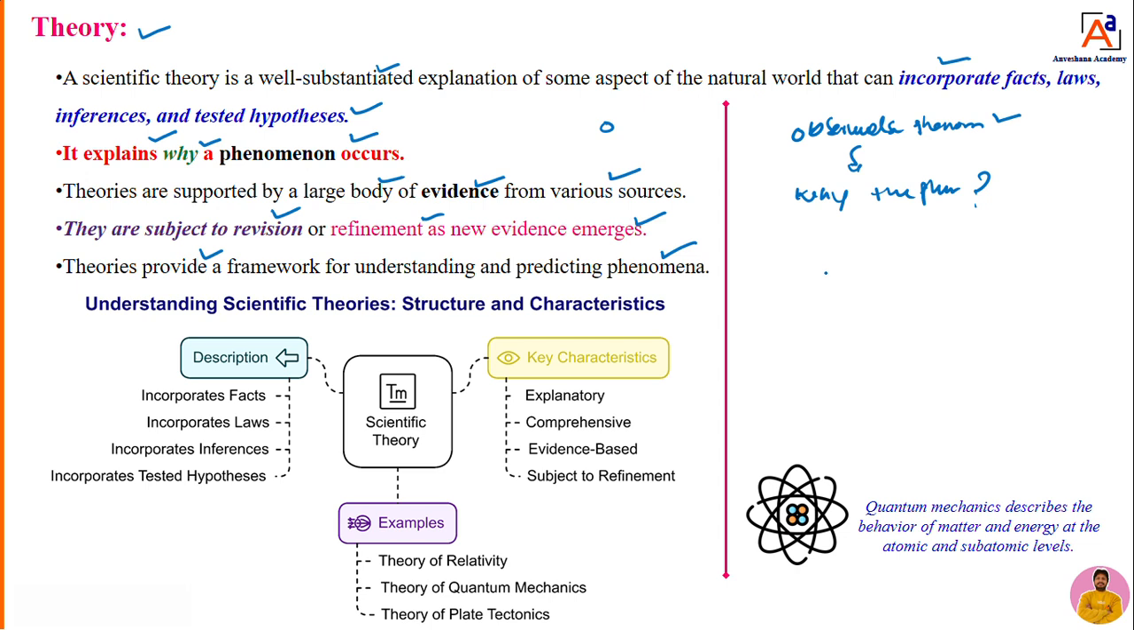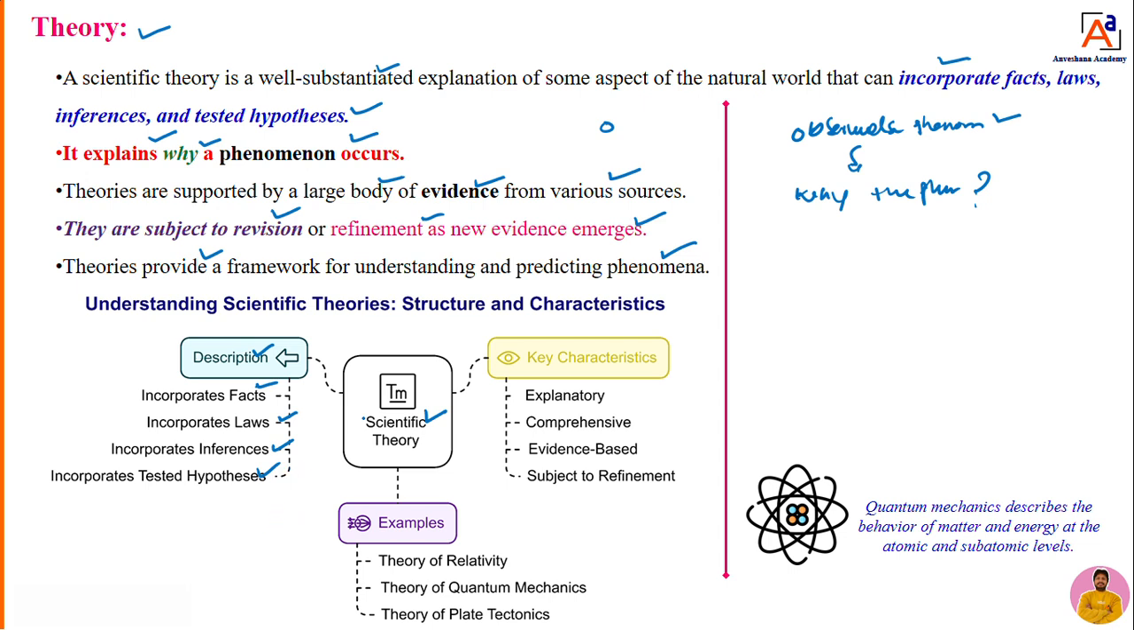You can take, as I am explaining, a mango falling from a tree to the ground, right? What is actually happening? The falling of the mango, the event, is the law. Okay, then why that mango is falling down, the reason is explained by theory. Okay, in simple terms, what is theory actually? Theory is a description which incorporates facts, laws, inferences, and tested hypotheses.